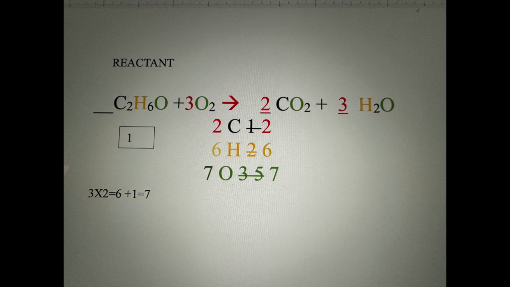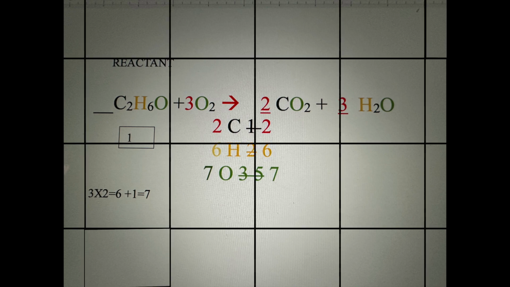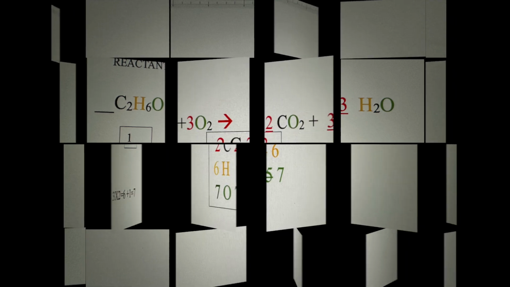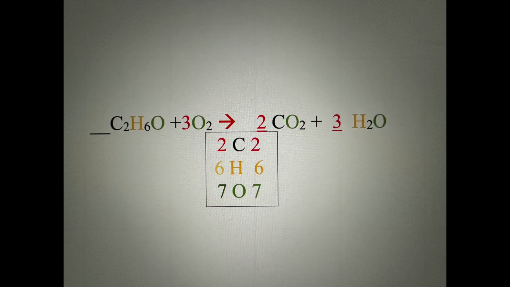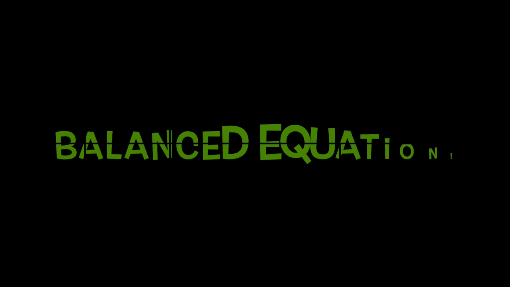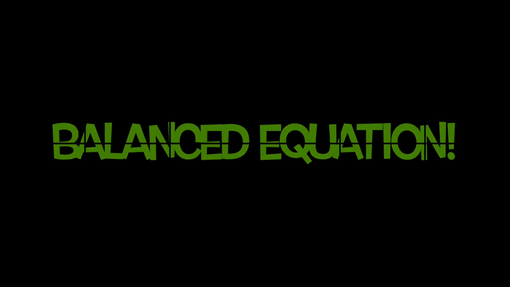Let's put a 3 here and update. 3 times 2 equals 6, plus 1 equals 7. We did it. We now have the same number of atoms of each element on both sides of the equation. We satisfied the law of conservation of matter. We did not create or destroy, just rearrange the atoms.